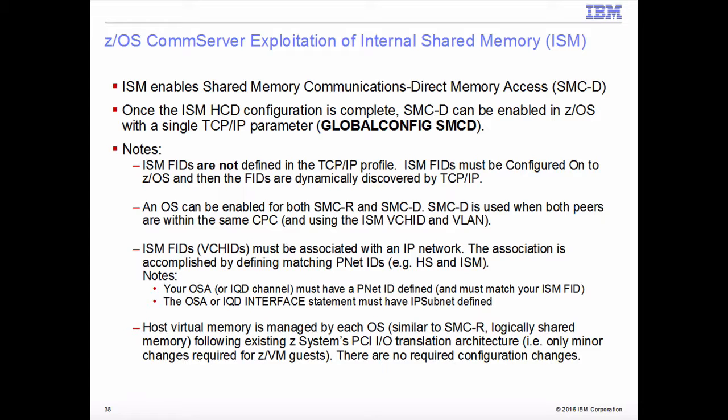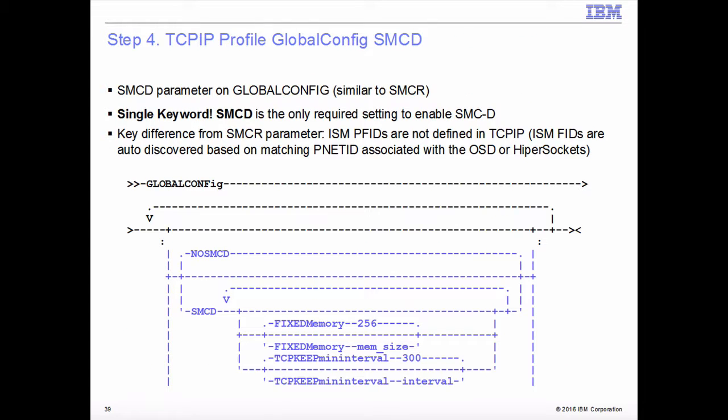So on to the next chart. And now here's the one keyword that I promised, and it's SMC-D. If you turn it on, you get the function. There are some optional keywords here if you want to tune SMC-D. Most users will never need to touch those, but they're the same tuning parameters that we provided for SMC-R. You can limit how much fixed memory is used for the function with that keyword.